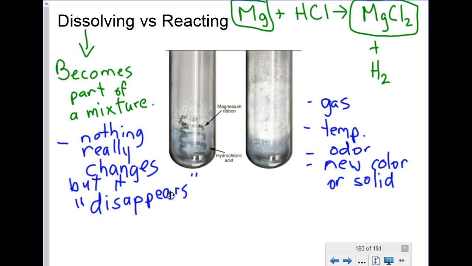Sometimes the heat changes when you dissolve something. Sometimes it's too little to be detected, but if you dissolve something like ammonium chloride, it will get very cold. Or if you dissolve something like sodium hydroxide into water, it gets very hot.